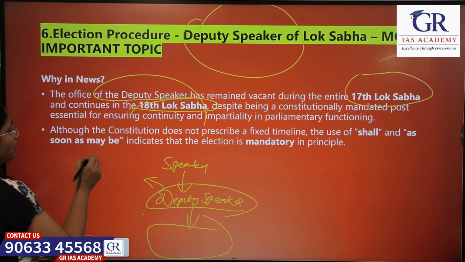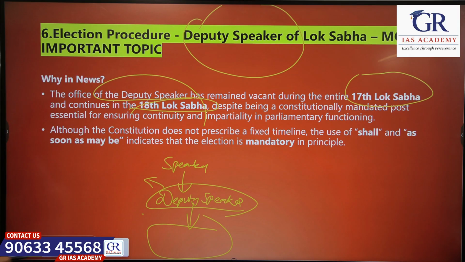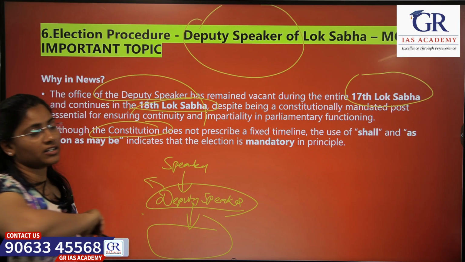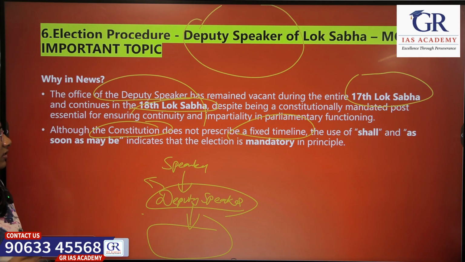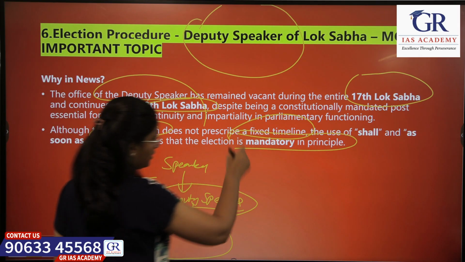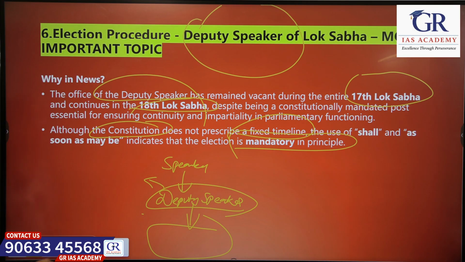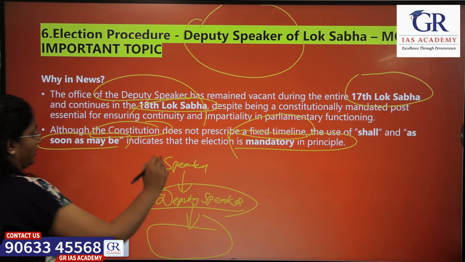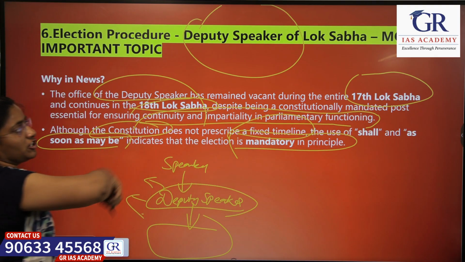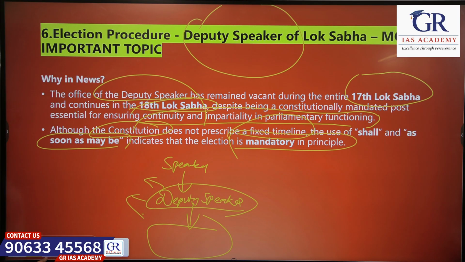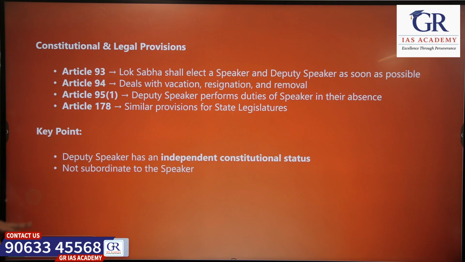So what happens here? The Constitution is not giving a fixed timeline. It just says that the election is mandatory, but it does not give the time, and it specifies only "as soon as possible." Why is it important? To ensure the functioning of Parliament.